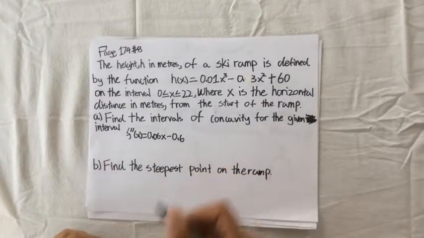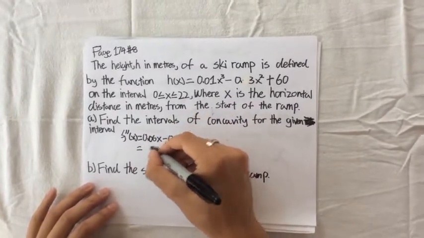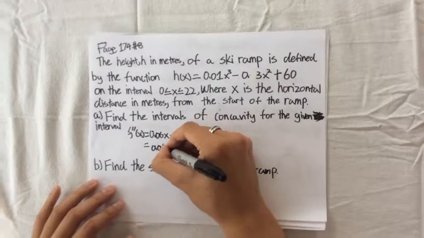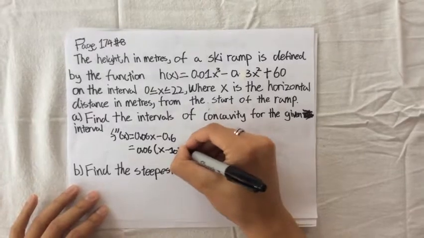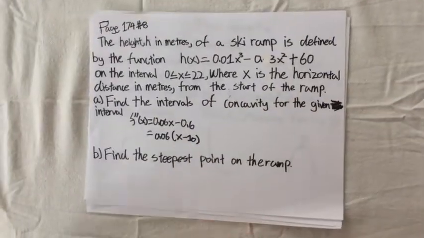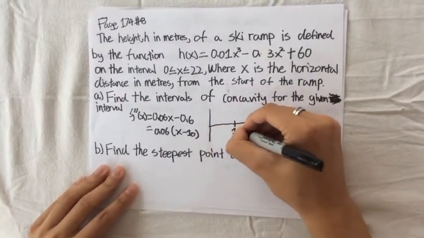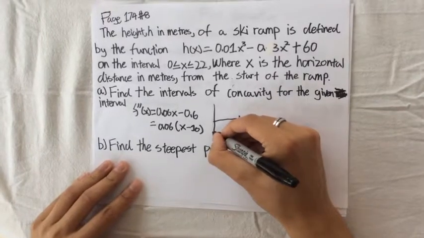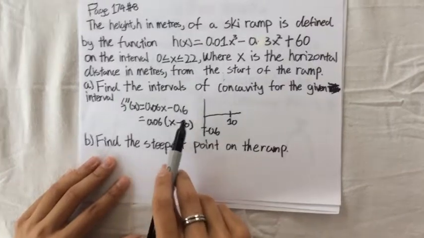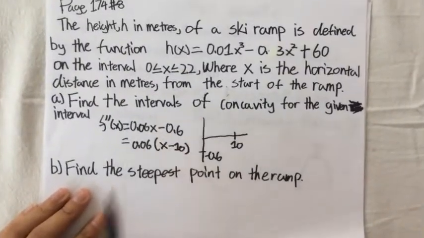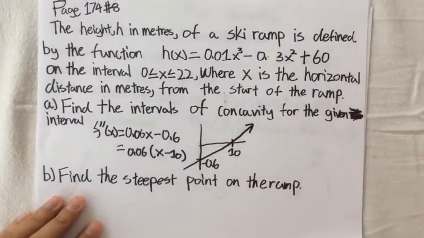So to graph this, let's first put it into factored form. If we take the 0.06 out, we are left with x minus 10. So from this function, we know the x-intercept is at 10, and it has a y-intercept at negative 0.6. We know this is an increasing function because the slope, or the m value here, is positive. So the function will increase like this.